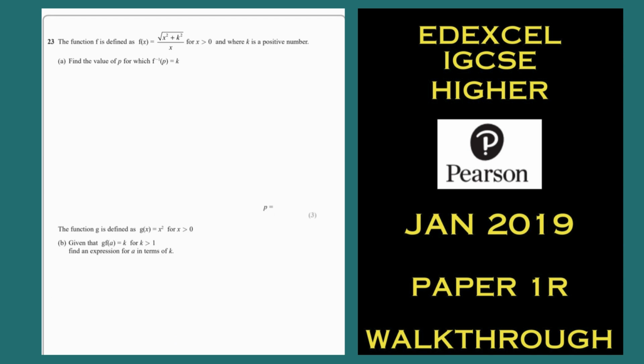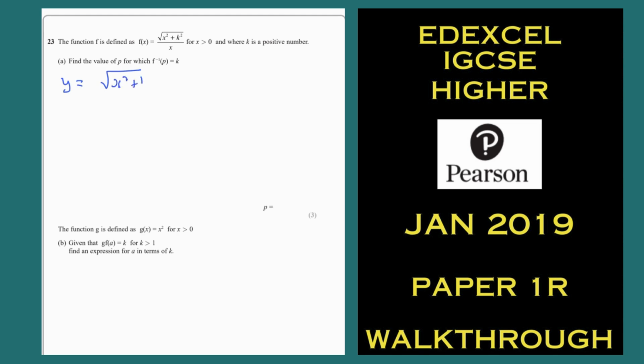Number 23, bit of a doozy. Again, I've done full working out on my worked answers. Here I'm going to skimp a little bit because when I'm writing with this, it's a bit bigger and harder to keep it neat. So, what do you do to find f to the minus 1? You let y equal it.